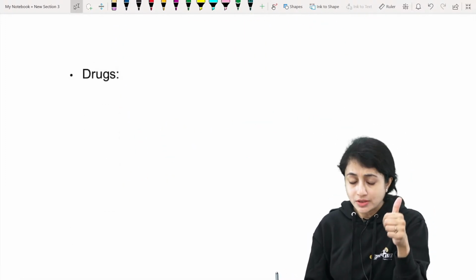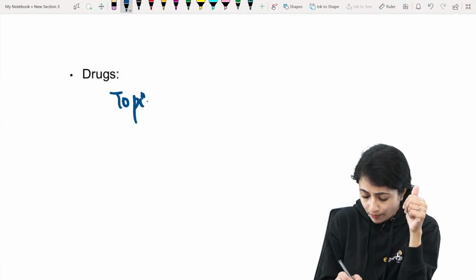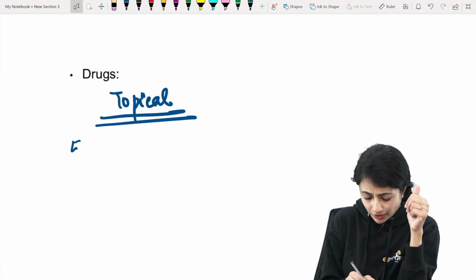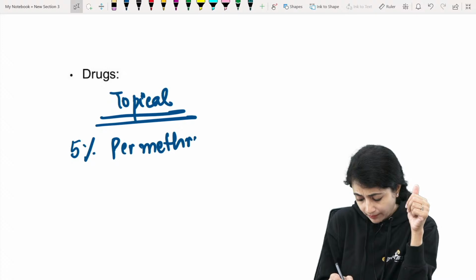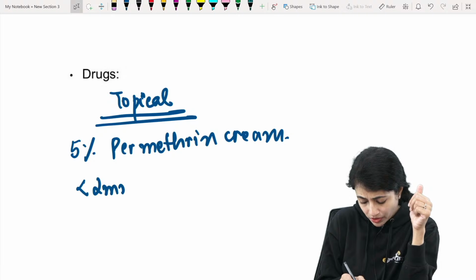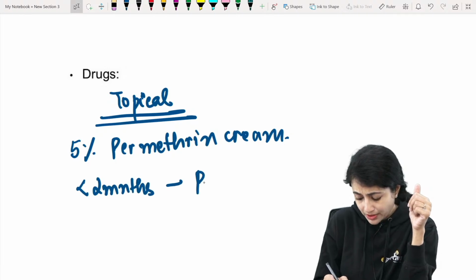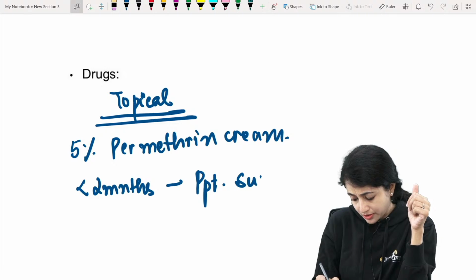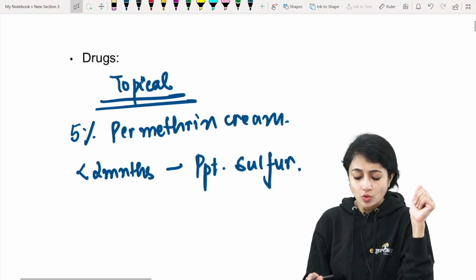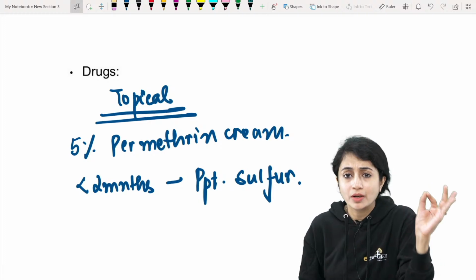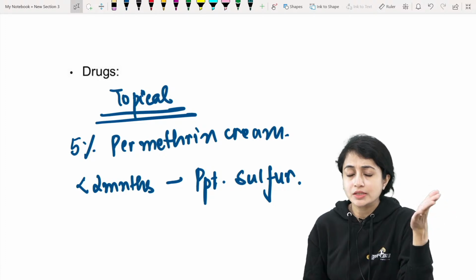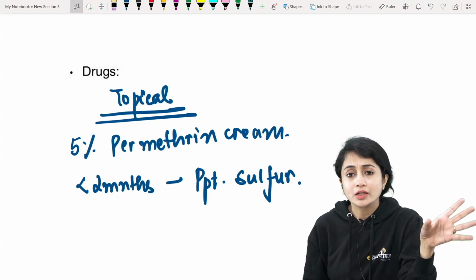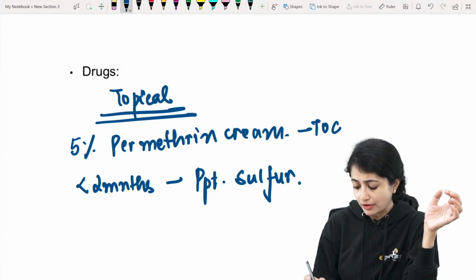What are the common medicines I use? I mostly use topical agents. What is my drug of choice? It is 5% permethrin cream. However, if it is a less than 2 months old child, then precipitated sulfur is the drug of choice. Okay, what are the other agents that I use? Gamma benzene hexachloride, malathion, these are the other agents that I use, but they are hardly used now. My treatment of choice is 5% permethrin.